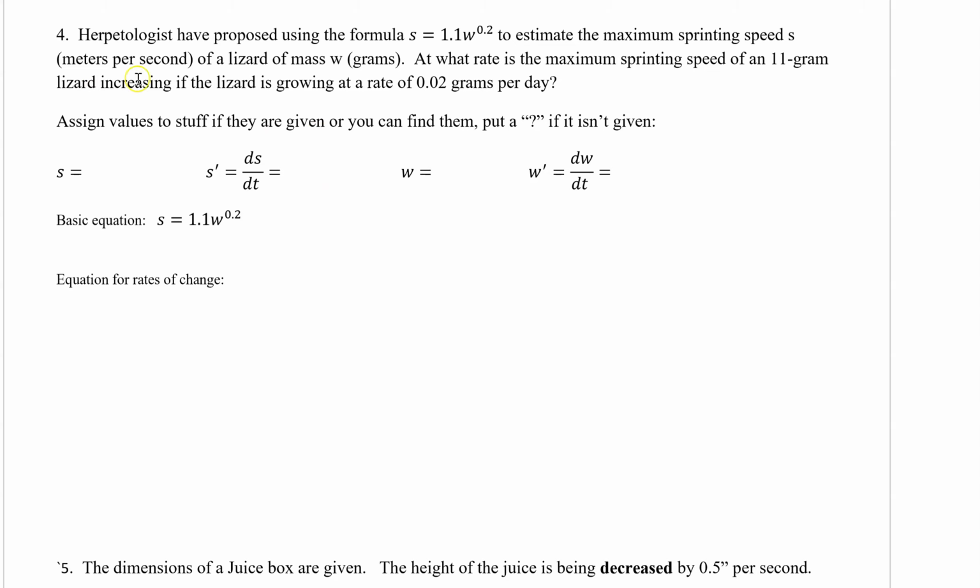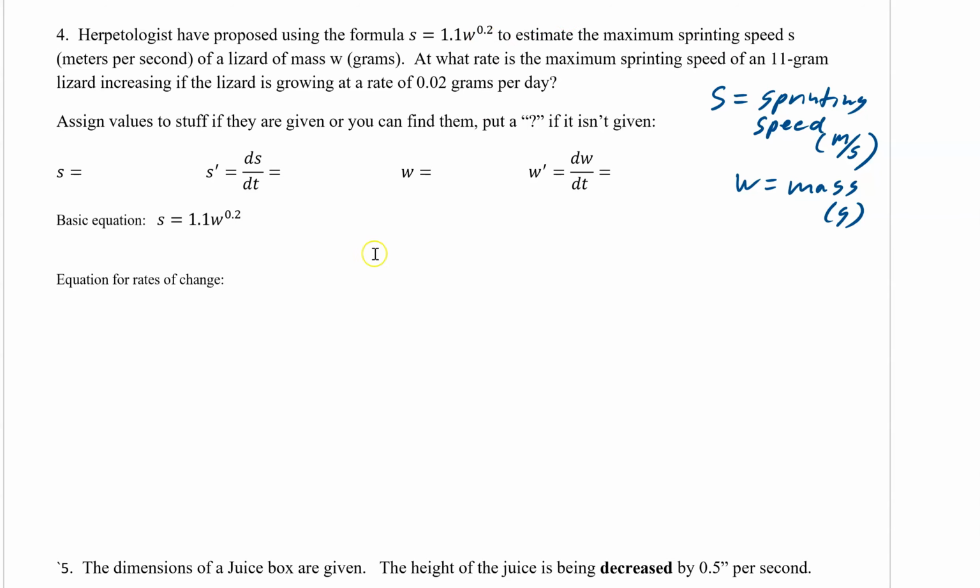All right, so what we always want to do is write down what everything represents in our formula. So S is our sprinting speed, and we do this so that we have a reference to know what letters we're dealing with here. And this is in meters per second. And our W is our mass, and that is in grams. So every time we see mass or grams, we know we're talking about W. And if we see meters per second and sprinting speed, we're looking for sprinting speed.